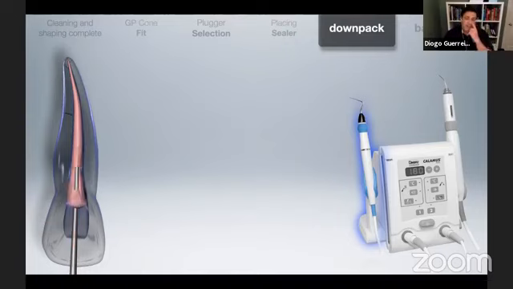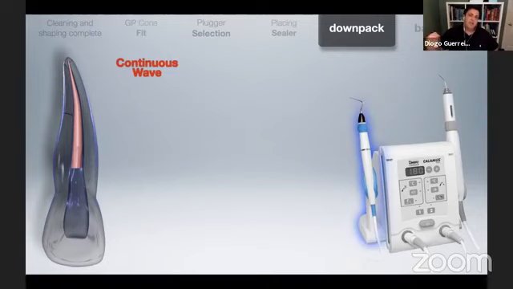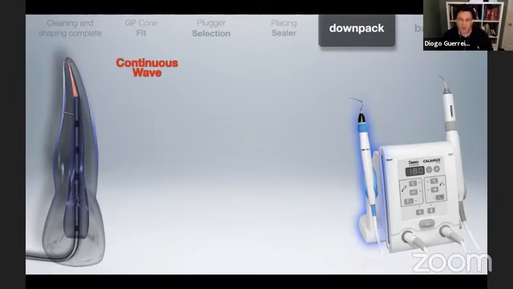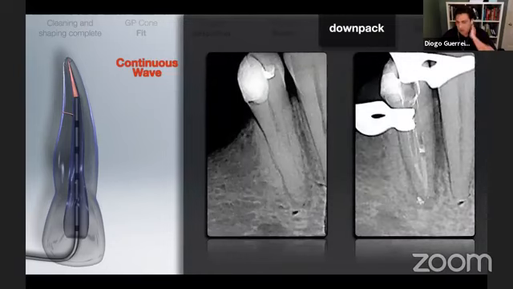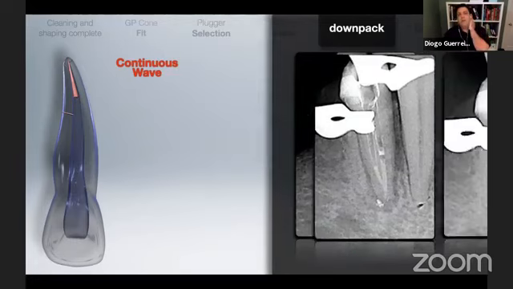So doing the down pack, we take that electrically heated plugger to your seated master cone with sealer inside the canal. There are several techniques. One of them is called continuous wave. We take our heated plugger in one continuous wave to our binding point, those 3 to 5 millimeters from the working length. We hold for 3 to 5 seconds, wait to cool down, heat it again, push it up, and leave those 4 millimeters of thermoplasticized gutta percha that we're going to pack apically. This is the radiographic image of how it looks after doing a down pack.